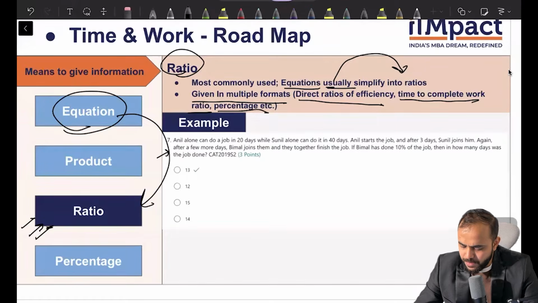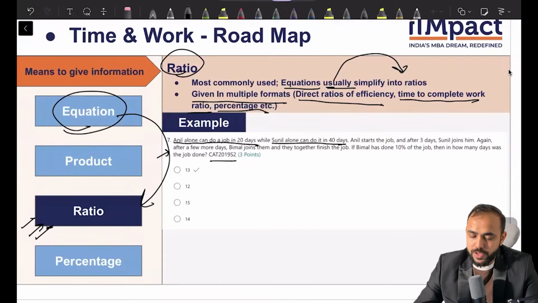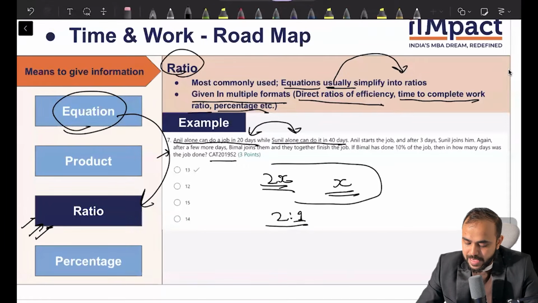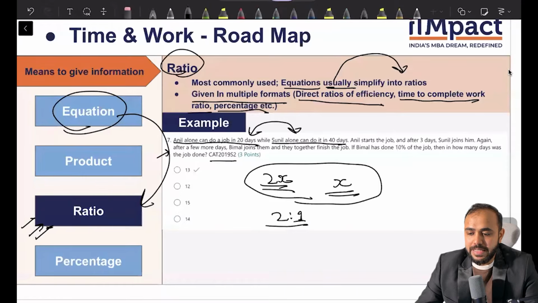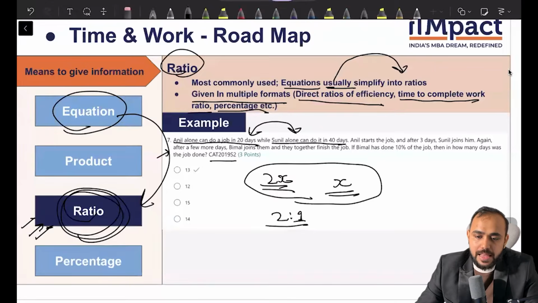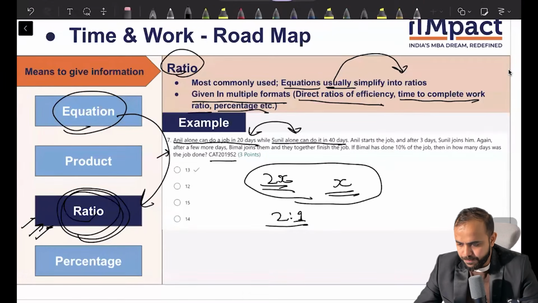So if you look at this example from CAT 2019 slot 2, Anil alone can do a job in 20 days while Sunil alone can do it in 40 days. So what have they given to you? Have they given you the ratio of their efficiencies? If Sunil does X work in a day, Anil will do 2x work in the same duration. So they have given to you the efficiency ratio as 2 is to 1. In the way that I have written this, you might already be feeling that ratio gets used a lot in the LCM method, something we will shortly see.